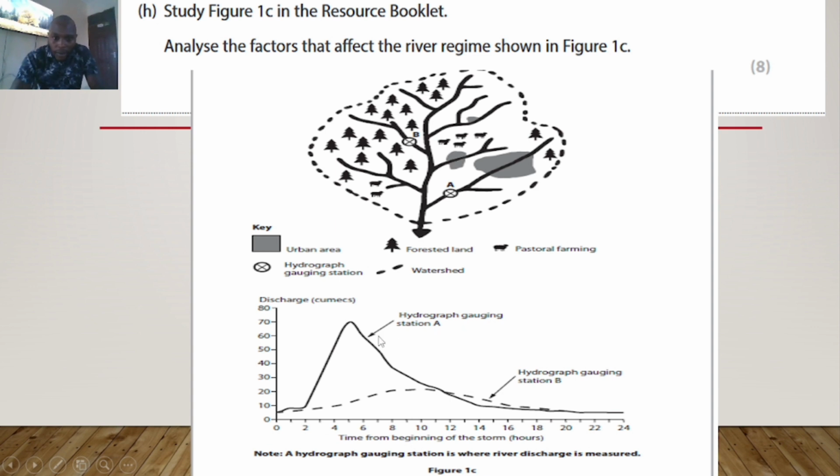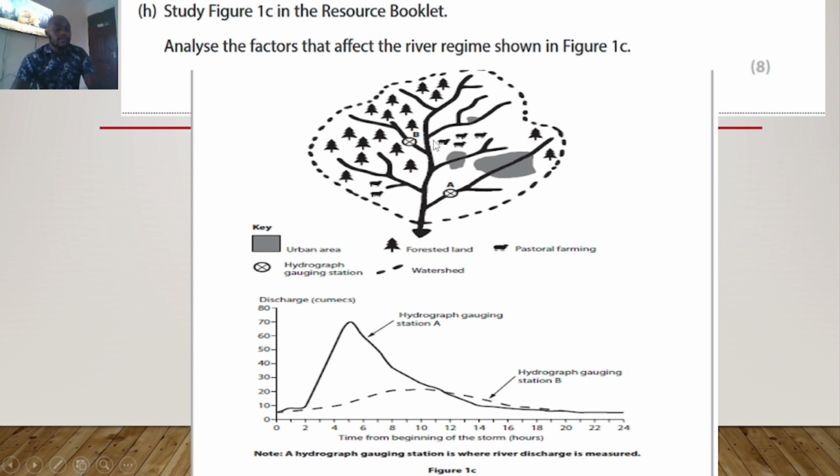And then you come here. This is a hydrograph gauging station, where river discharge is measured. This is the river discharge in station A, and this is the river discharge in station B. At station A the river volume has increased so much. In fact, it's high. The river volume has increased very fast here, because it has gone to a level of 70 cubic centimeters. And then we have this, see this, it's low. This is for B.